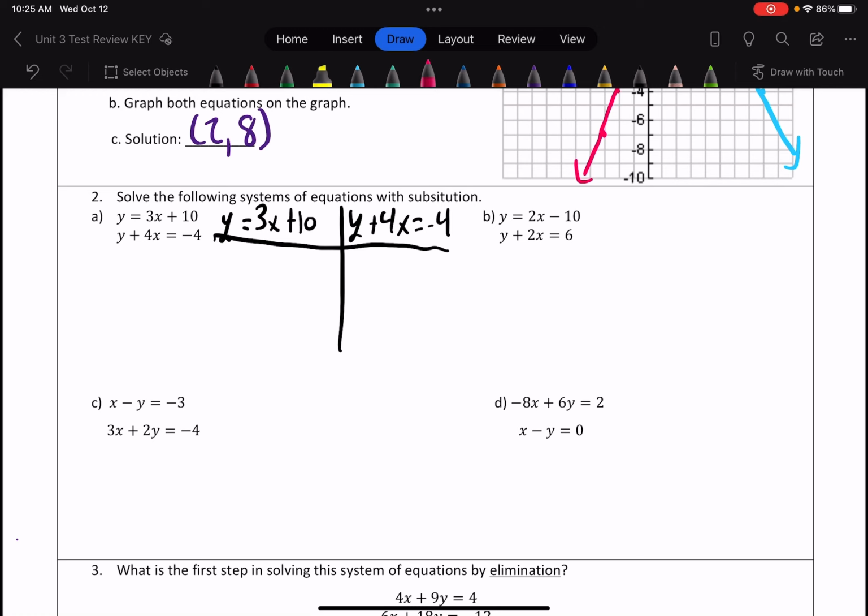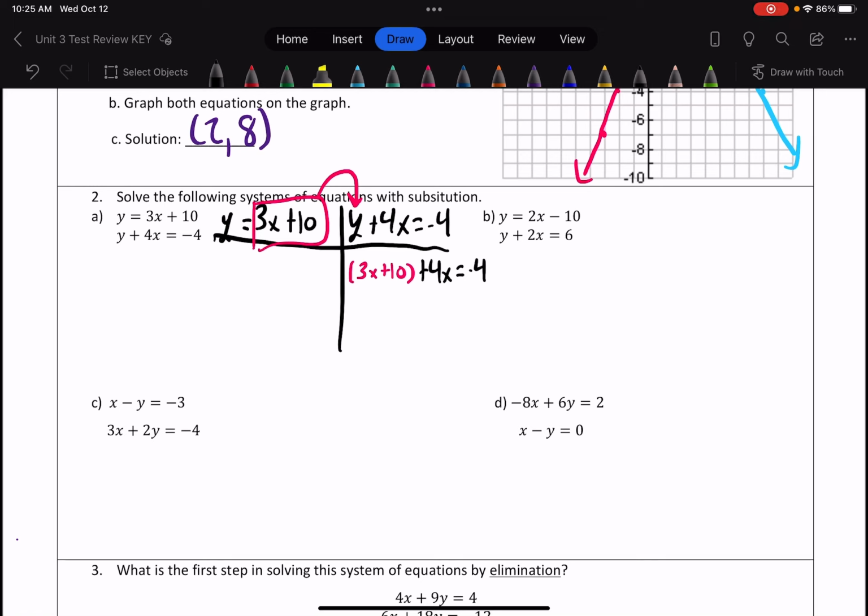The first step in solving using substitution is to make sure that one of our variables is isolated. In this case, our first equation, y equals 3x plus 10, we have the variable y isolated. That means I can take the value of 3x plus 10 and substitute it for y in the second equation. So I could rewrite that as 3x plus 10 plus 4x is equal to negative 4.